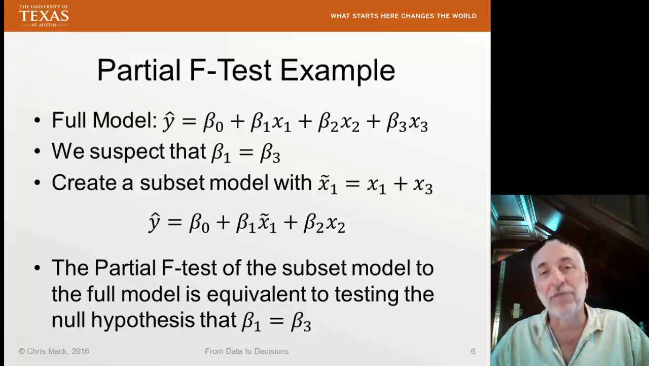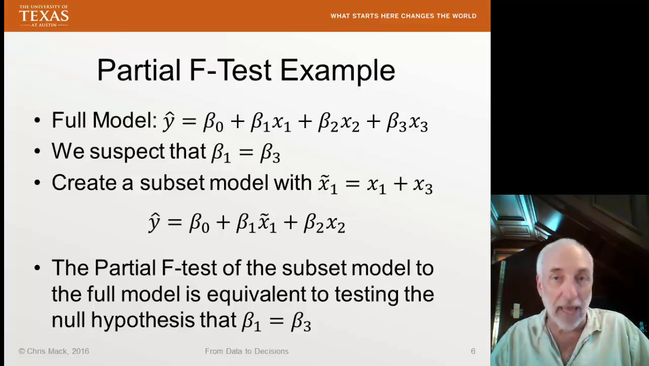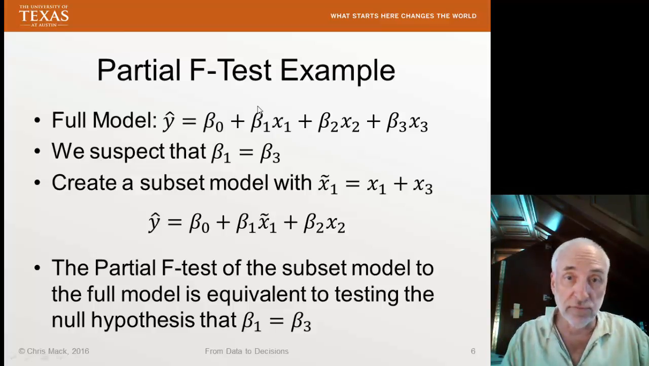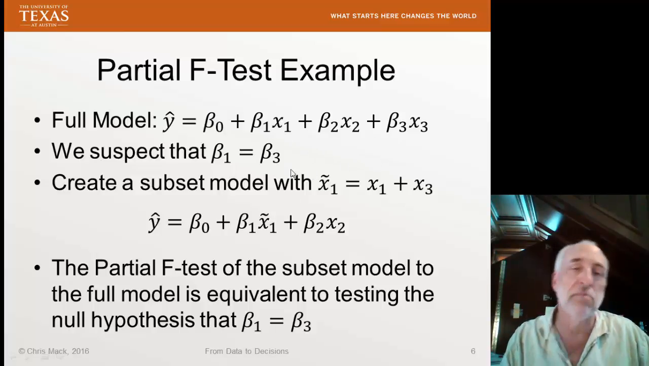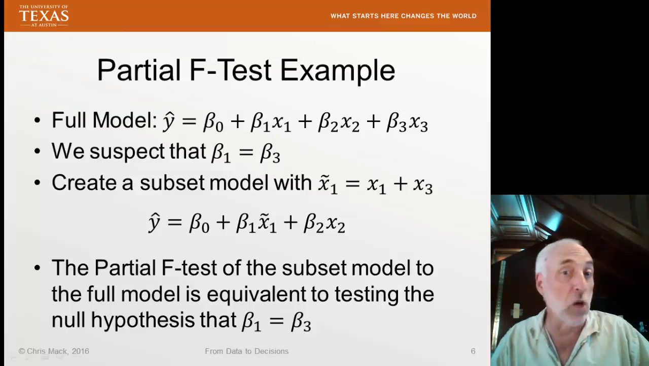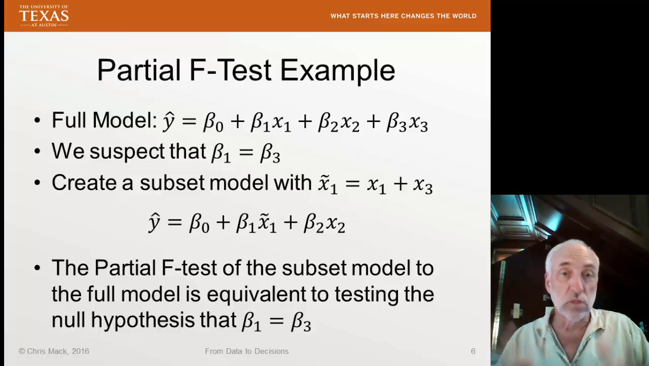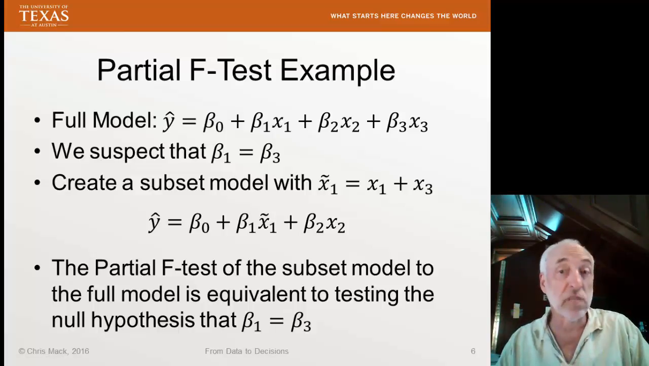Here's an example of kind of a fun or novel way of using that a little bit differently than you might have thought. Consider this full model. I've got 3 regressors and 4 parameters. But I suspect that maybe something about the physics tells me that beta 1 equals beta 3. So physics, theory, whatever it is, says these two are really the same parameter. You just don't know it. So we want to test that. How can we test it?